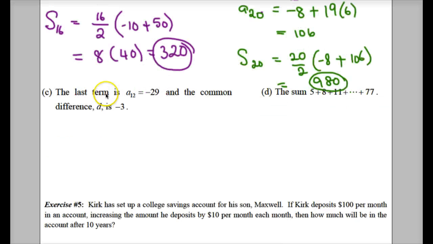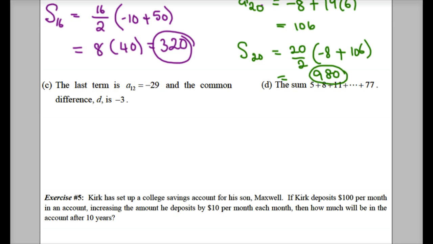Alright, so C, kind of going a little backward, it says the last term, a sub 12, is negative 29. The common difference, D, is negative 3. How can I find the sum? Well, first of all, I need to know what is my a sub 1. So remember, a sub 12 is equal to a sub 1 plus 11 times the difference. 11 because it's n minus 1, and this is from the definition in 9.2.